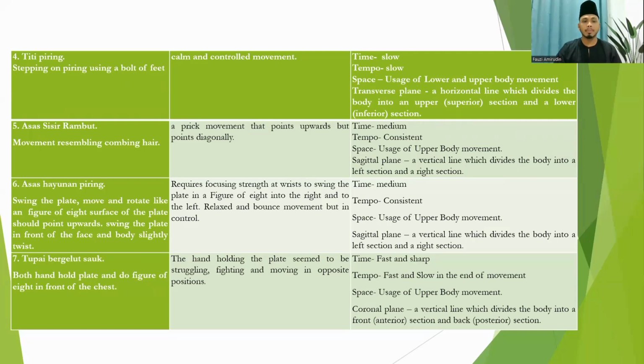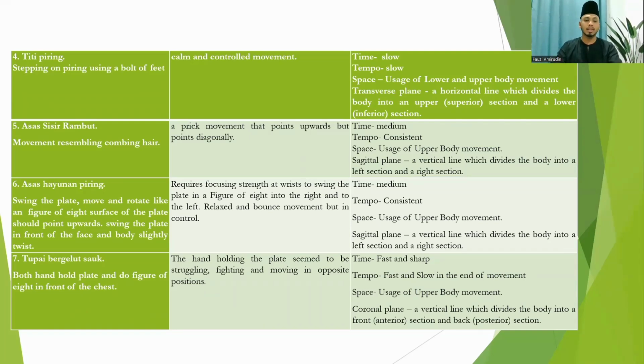7. Tupai bergelut saut. Both hands hold the plate and do a figure of 8 in front of the chest. The aesthetic is that the hands holding the plate seem to be struggling, fighting and moving in opposite positions. The movement analysis is time, fast and sharp; tempo, fast and slow at the end of the movement; space, usage of upper body movement, coronal plane.